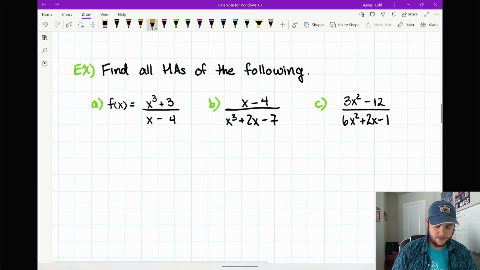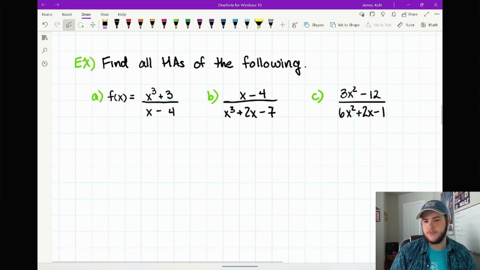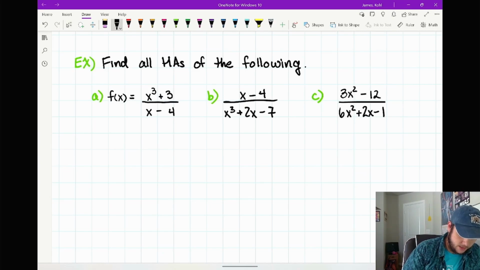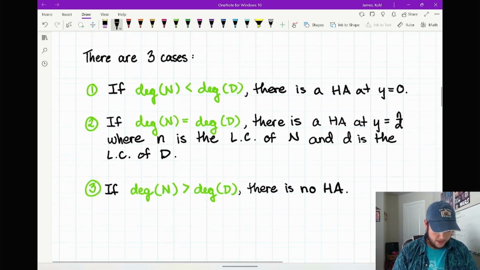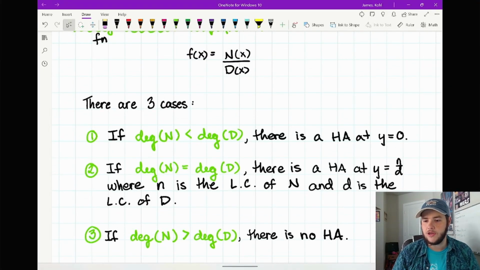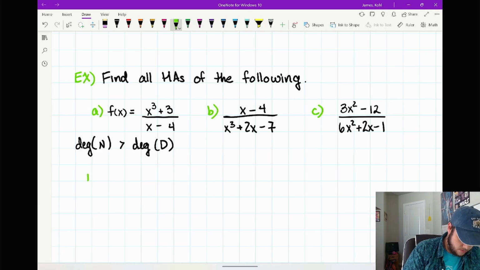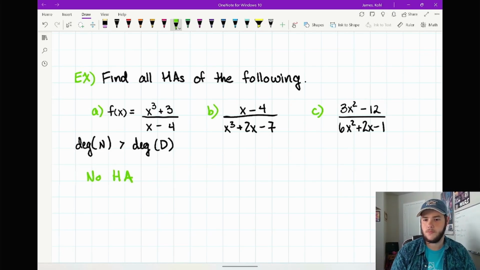Starting with these, let's find the horizontal asymptotes of the following. In part A, notice the degree of the numerator is bigger. So if I go back up to my chart, that's falling into the third case. So this tells me there is no horizontal asymptote.